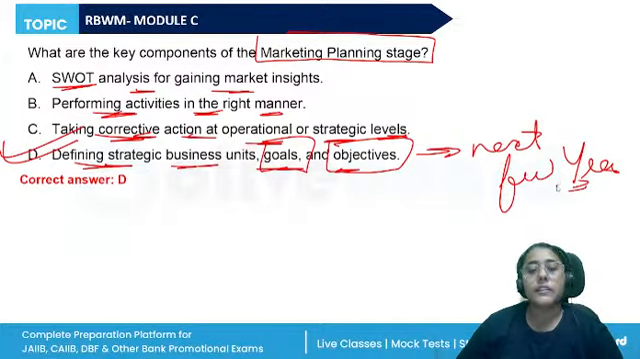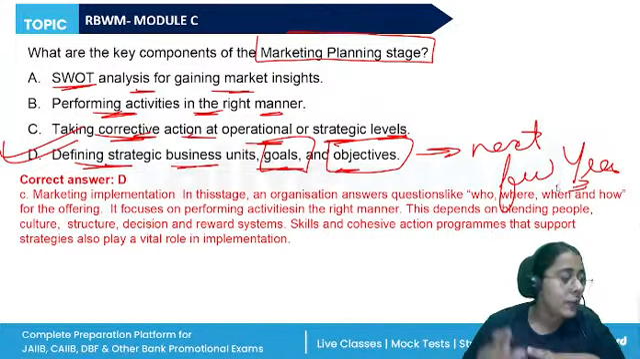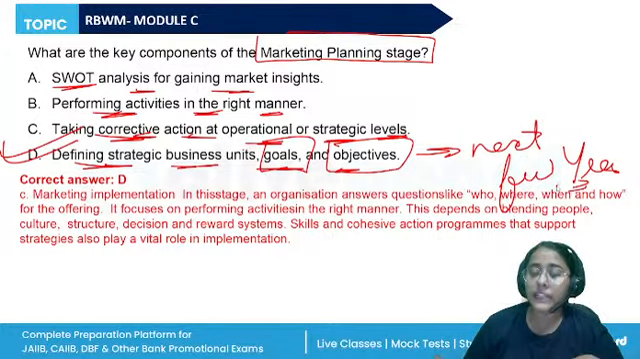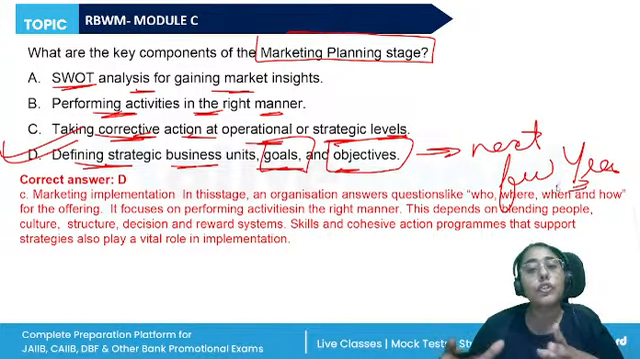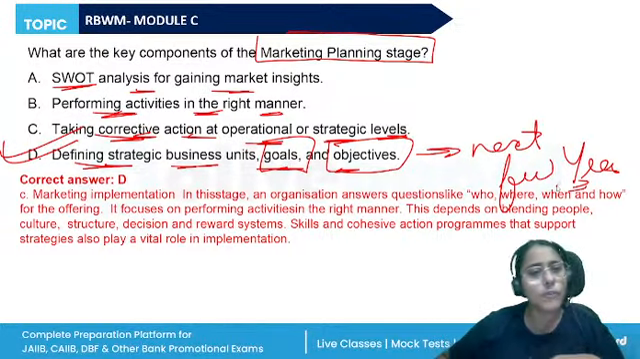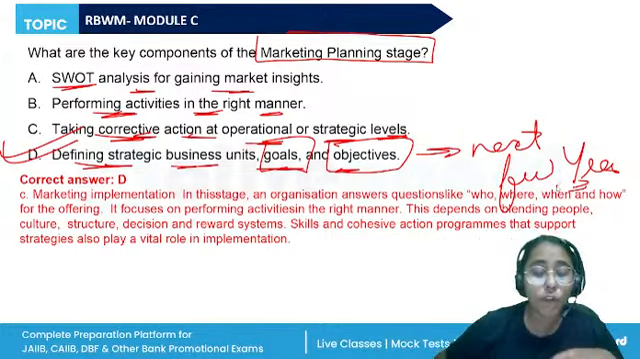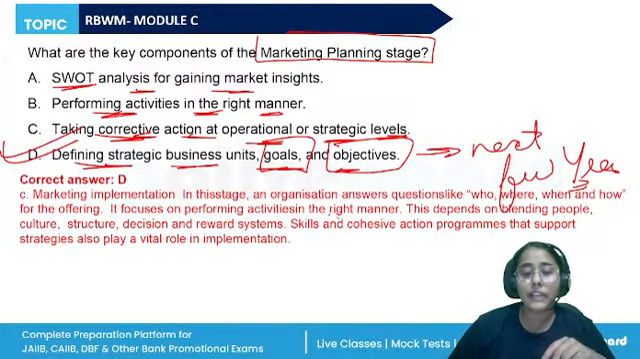Then, the third stage is the marketing implementation. Who, where, when, and how. Who is going to introduce the product, where, in which market, when, at what time, and how the product should reach the customers through the physical channels or the remote channels, the electronic or digital channel. It focuses on performing activities in the right manner, right?